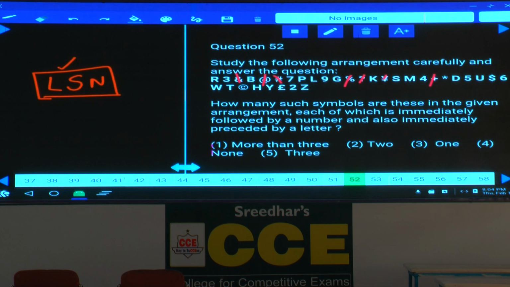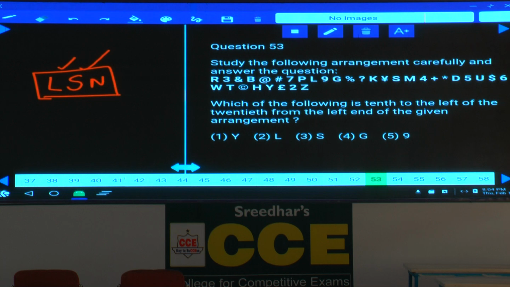Next one. Symbol not preceded by letter, symbol not preceded by letter. Now U, dollar and 6. Now dollar is a symbol preceded by letter U and followed by number 6. Next one. Anything else here? No. Now this is preceded by a letter but not followed by a number. Now this pound is preceded by letter Y and followed by number 2. And how many are there? There are only 2 such. Hence choice 2 is the answer. Clear? If you represent the information like this, then it will be very easy for you to get into the answer directly, rather than checking out each and every element here. And this is about question number 52.